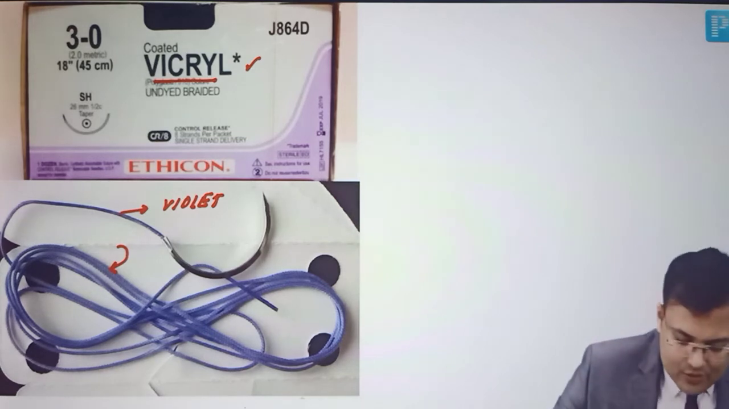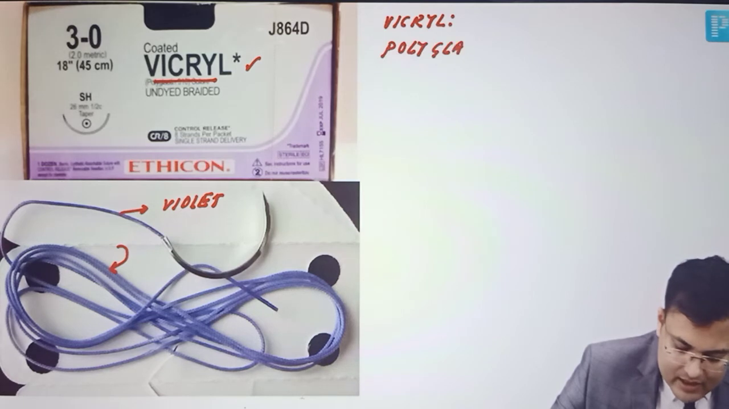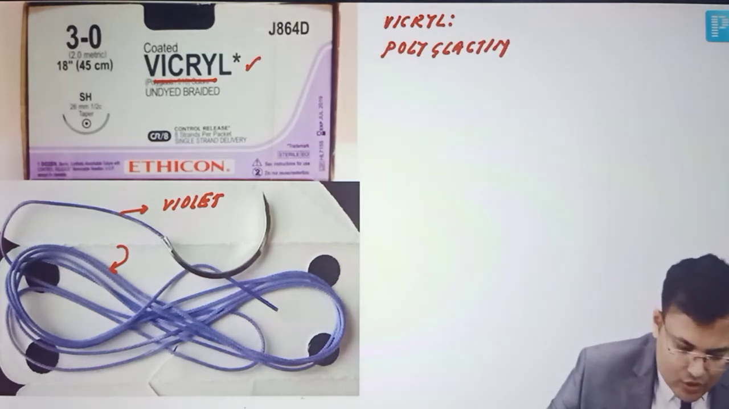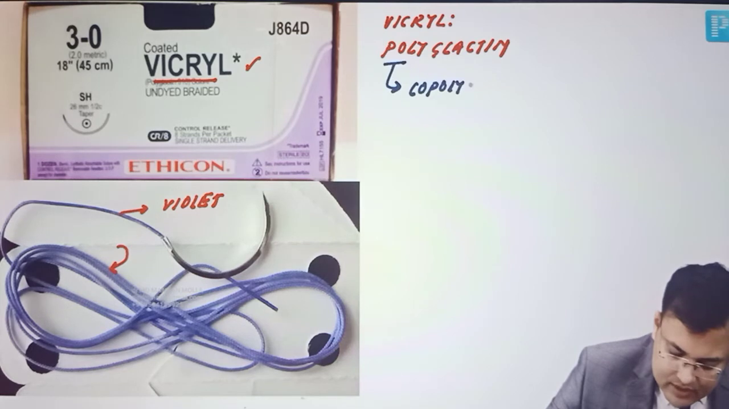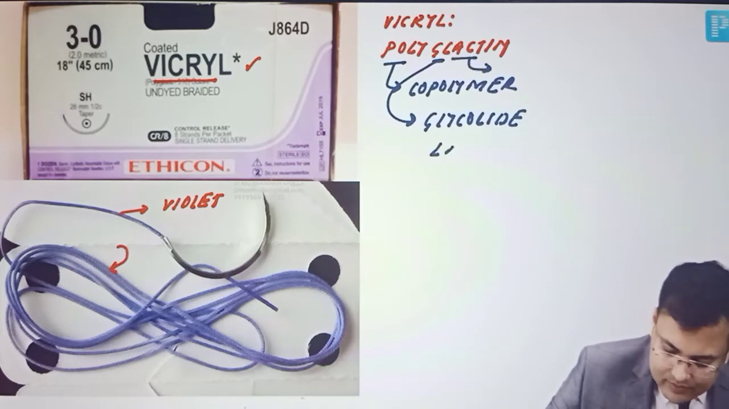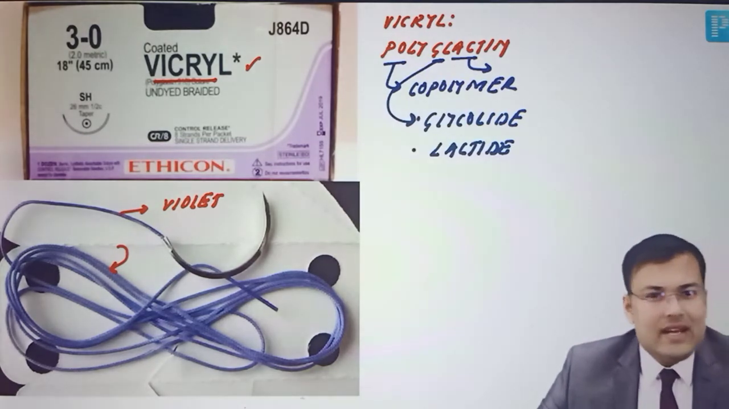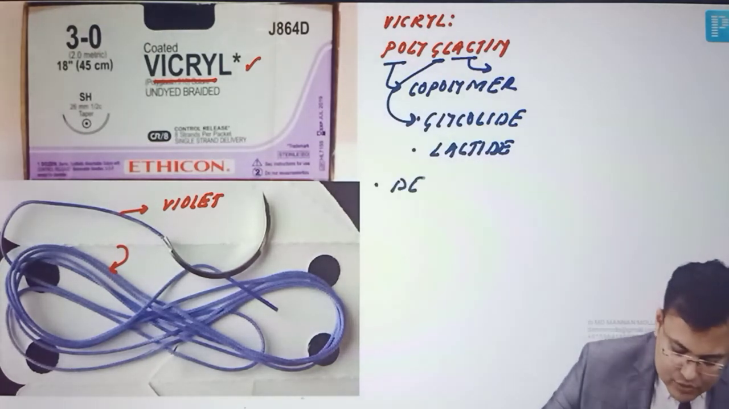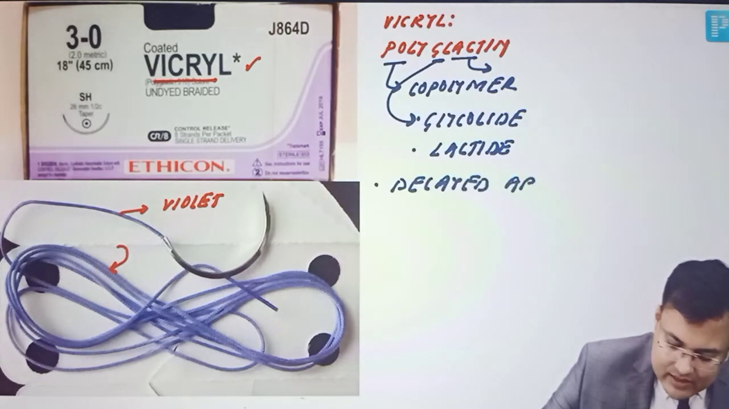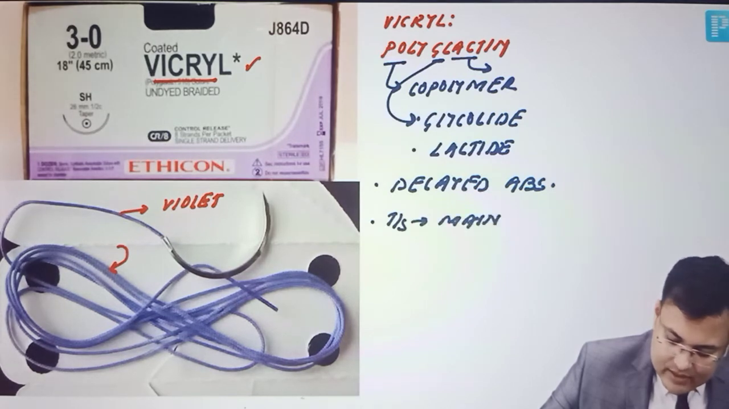Okay, so it's Vicryl. What's the other name of Vicryl? It is also known as polyglactin. It is a copolymer of glycolide and lactide. Clear? It is a delayed absorbable suture, and its tensile strength is maintained for 28 to 30 days.